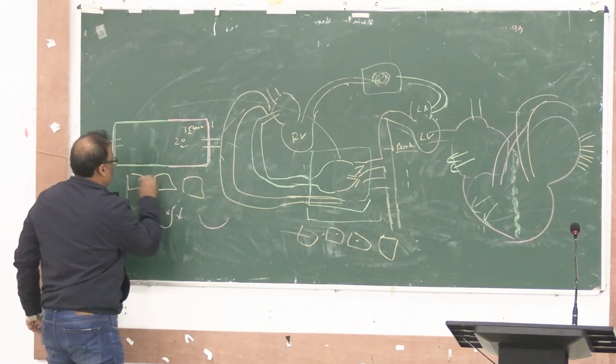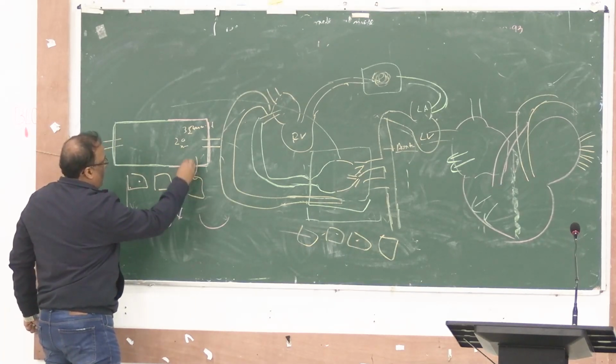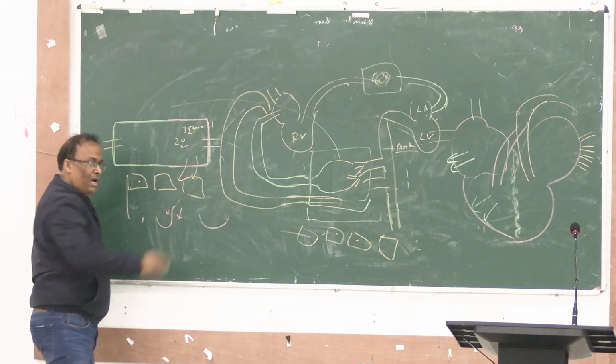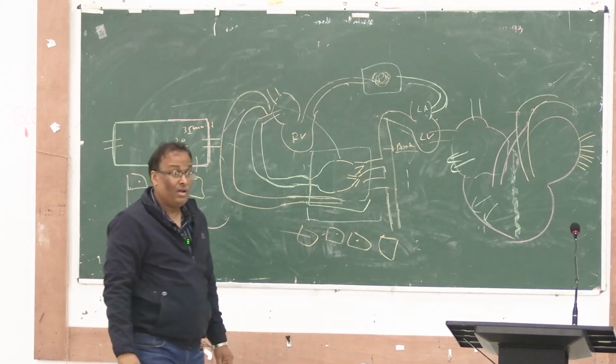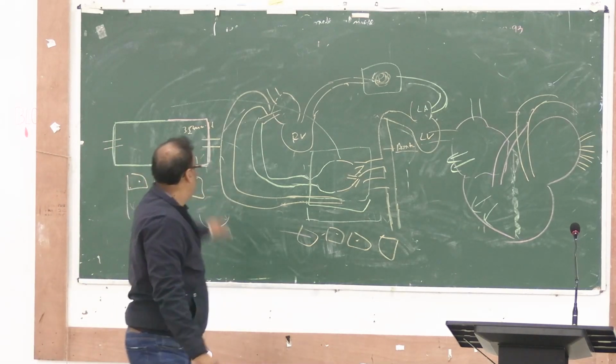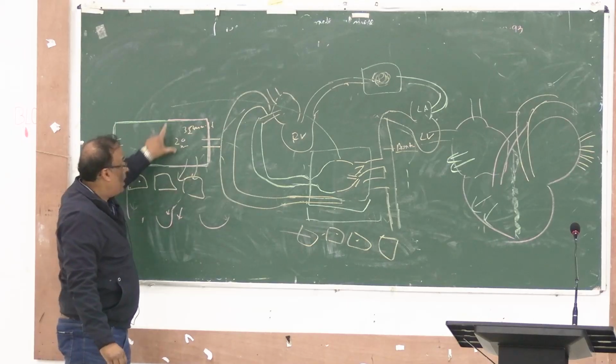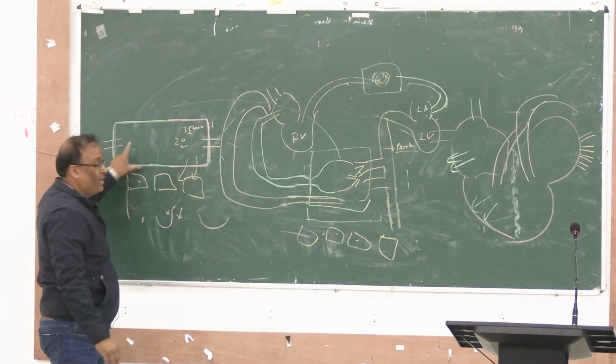So here are the tissue cells. Cells are there, right? So now fluid will come into the nearby tissue. This is the arterial end and this is the venous end, right?